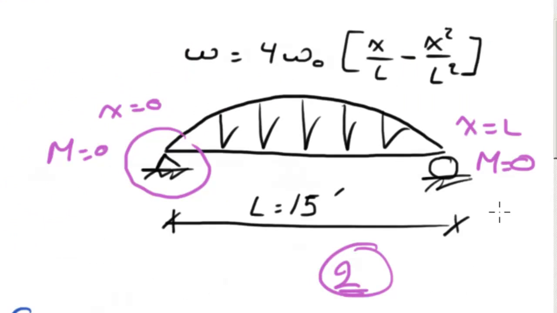So this kind of loading is common, but not as common as the uniformly distributed load or the point load or the concentrated load or even the triangular load. But at least now you know a way of getting the reactions and drawing the shear and bending moment diagram for it.